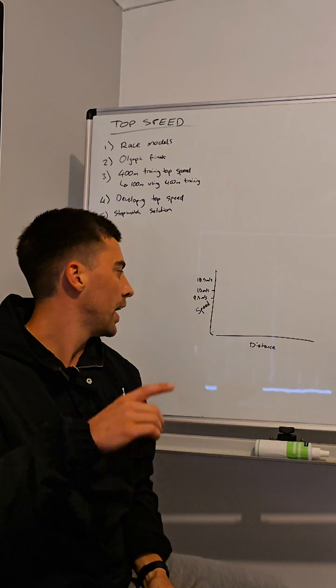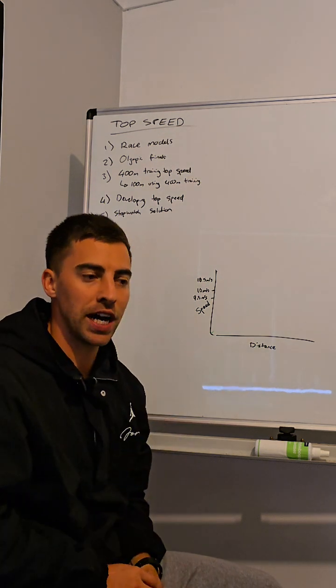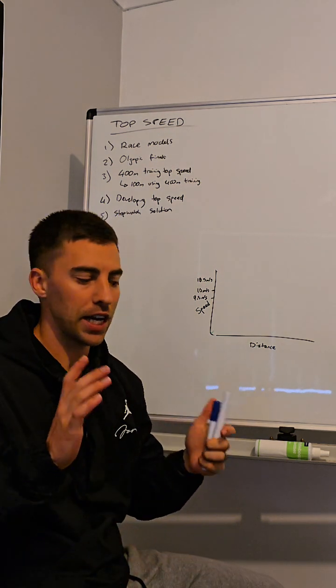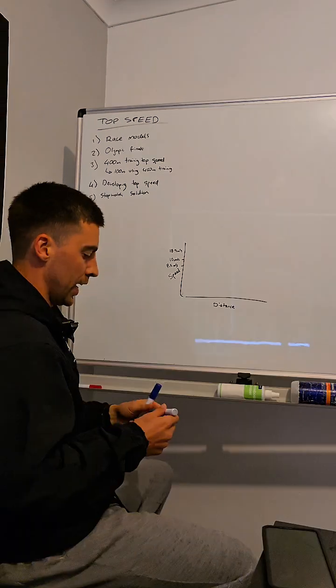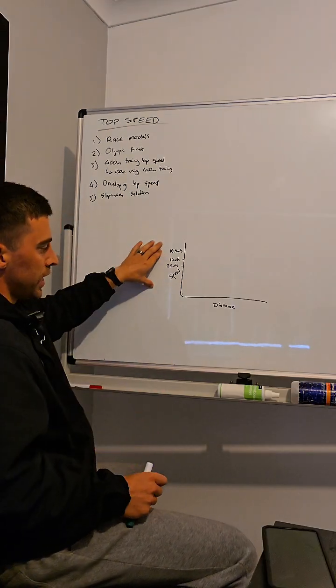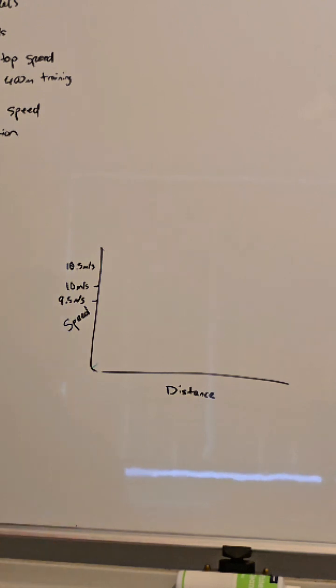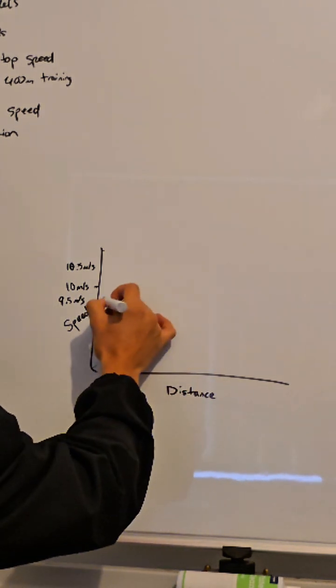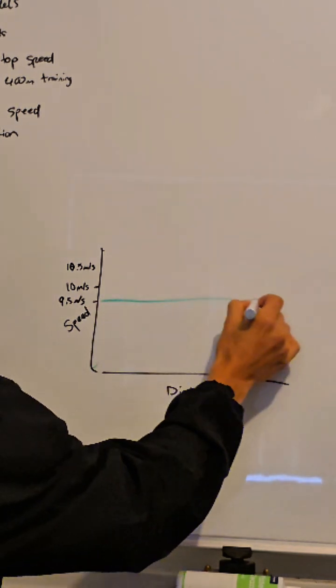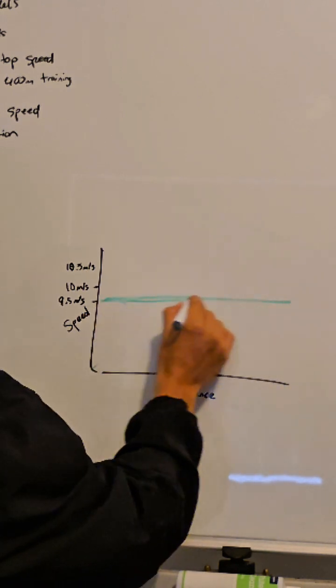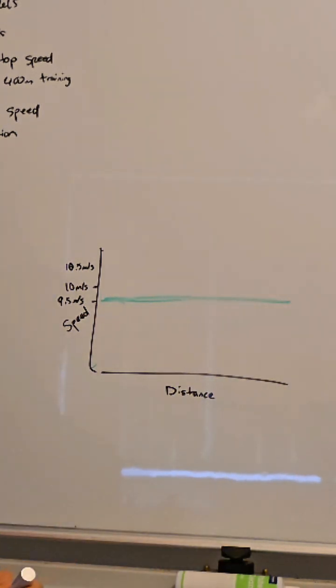But to kick it off, the best illustration, I believe, of top speed is to look at an actual race and how things play out. So let's say speed's here, distance is here. Obviously, we're going to start at 0 at the start of a race. But let's look at a few different hypothetical athletes, and let's say that they're all going to hit, say, 9.5 meters per second at top speed.